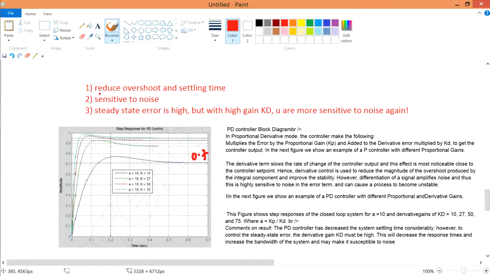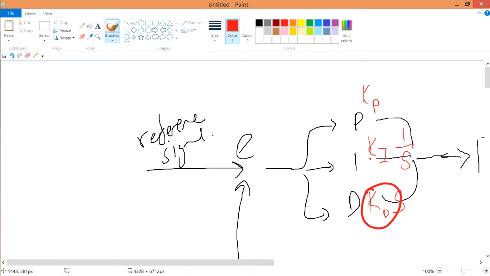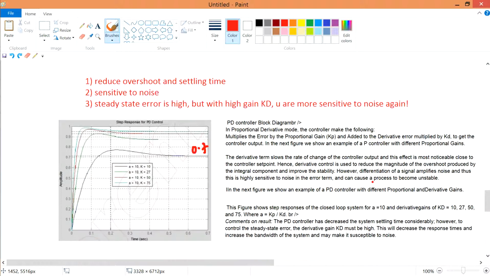Alright. And therefore we reduce the overshoot and the settling time, however it's sensitive to noise, and as your steady state error is high, alright, you can actually increase your high gain or your KD, in other words the constant that we have seen just now, this KD over here. You can increase this KD, but however you're going to make your system more sensitive to noise. Alright, so there's some control in terms of trying to find the optimum way of doing your stuff.